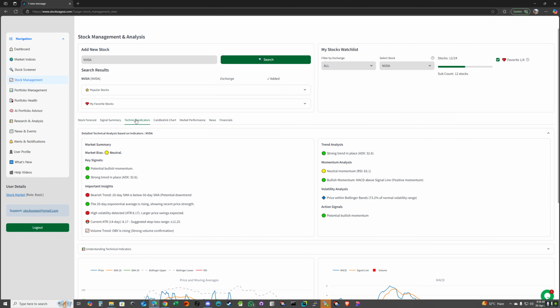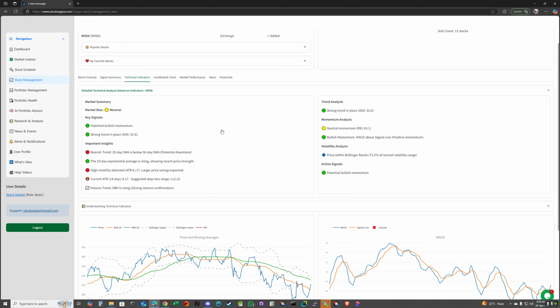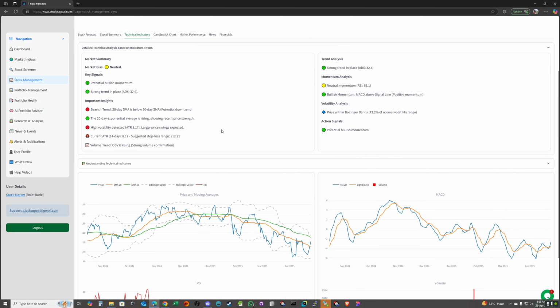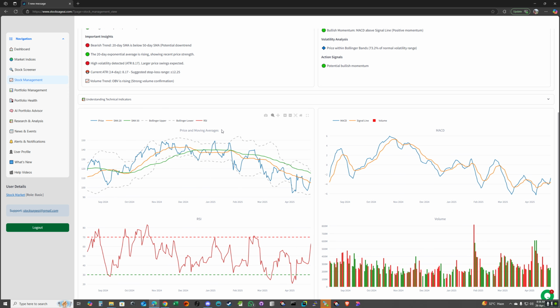Now moving ahead to the next tab, it's technical indicators, where you get a complete market summary of what the overall trends are, based on indicators like RSI, MACD, Bollinger Bands. So how is the price movement happening? How are the SMAs, SMA 20, SMA 50?